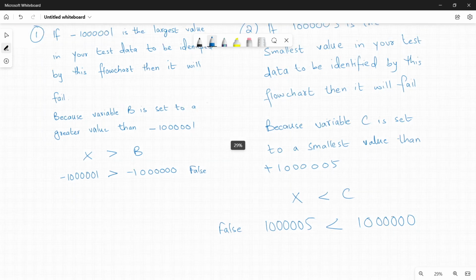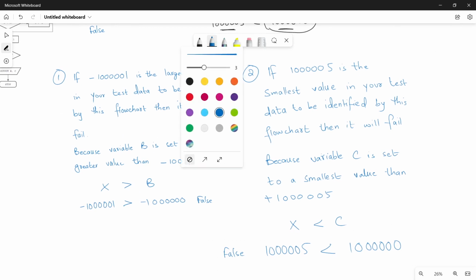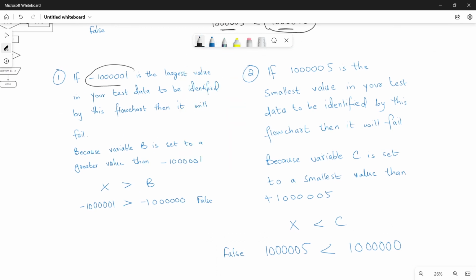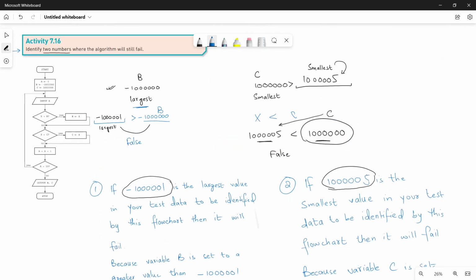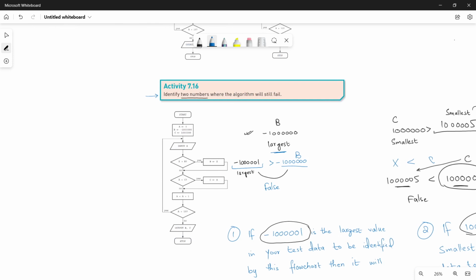So these are the two values that will make this algorithm fail: this value, if it is the largest value to be identified, and this value, if it is the smallest value to be identified by the flowchart. So again, this new or modified algorithm is only going to work if your test data values are within this range that is set in the two variables.